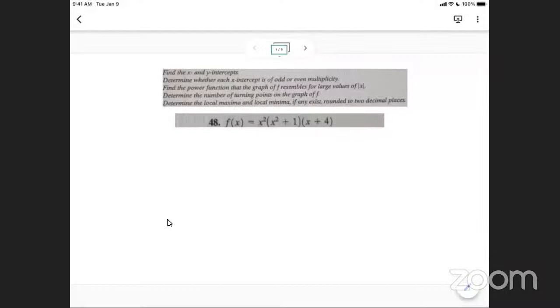Calling it polynomials and rational functions. All right, find the x and y intercepts, determine whether each is even, odd multiplicity, find the power function the graph resembles, determine the number of turning points. Okay, so we're basically doing graphical analysis here.